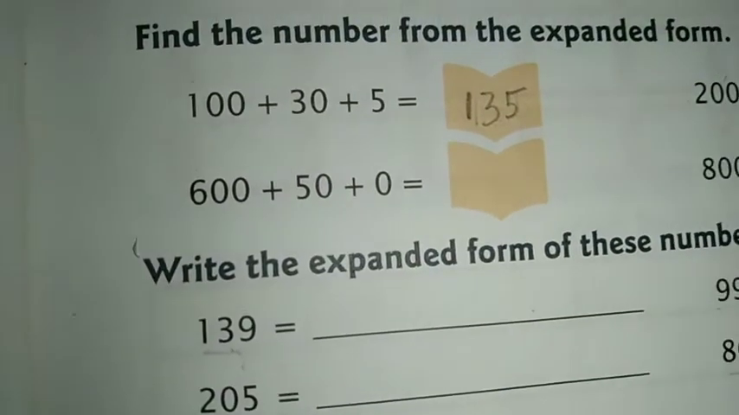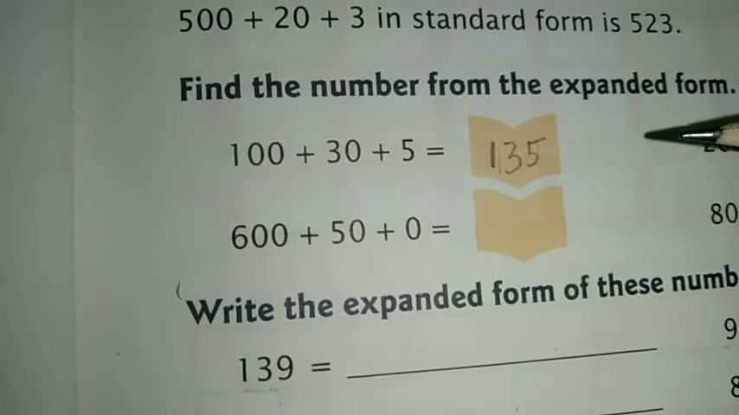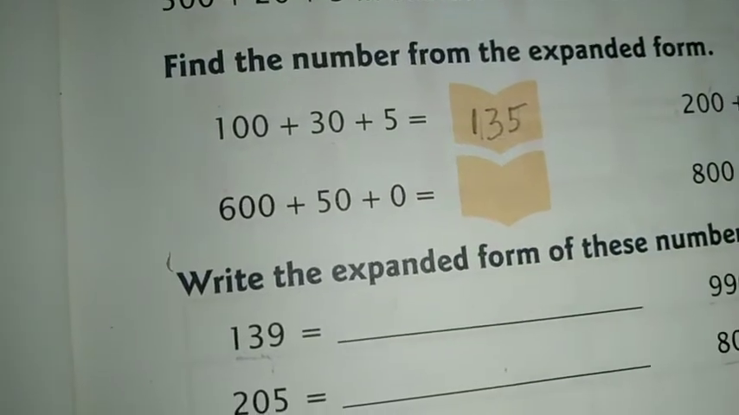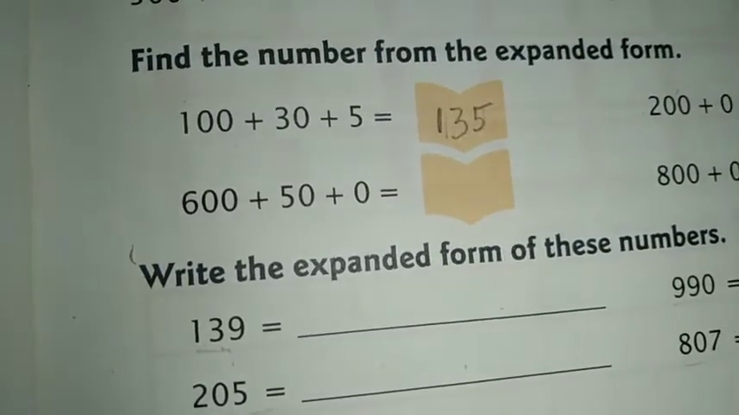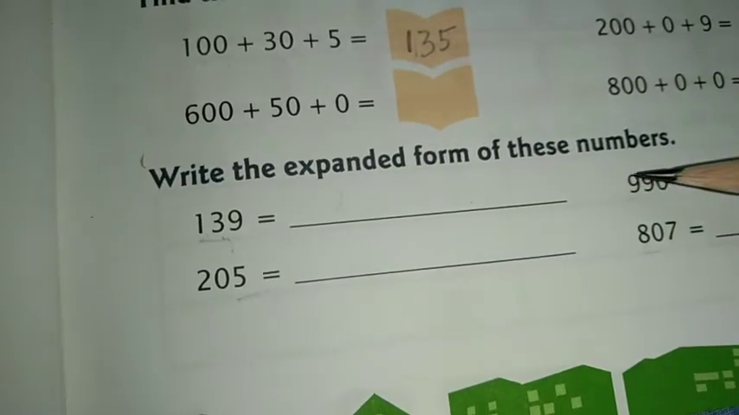This is very simple. Just the expanded form is given. You have to compact it. Start writing it from the ones place. It will be very easy for you to do. In the same way, you will do the other one also. Next one is write the expanded form of these numbers.